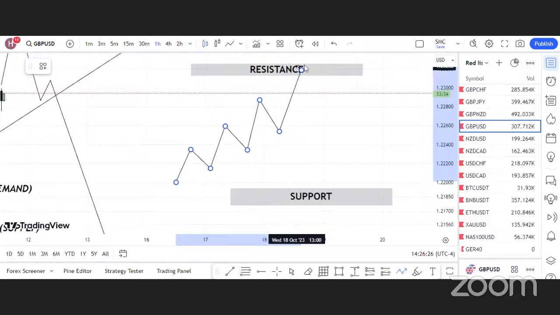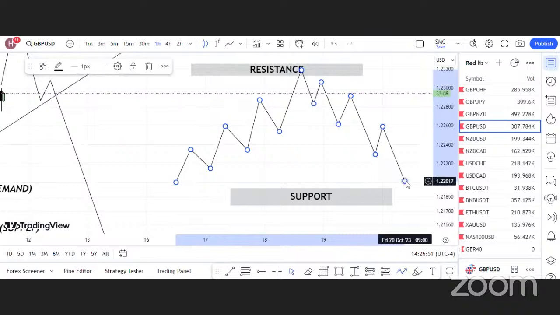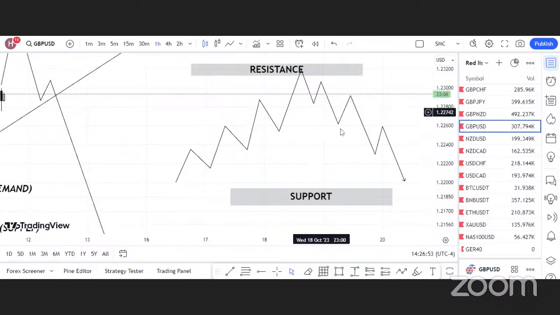So that means in this resistance area there are a lot of sellers. What is going to happen is that immediately the market gets into a resistance area, the market will start selling. You see what is happening? The market is selling to the downside after touching the resistance area. This is how support and resistance works.